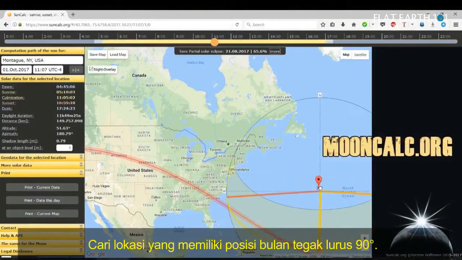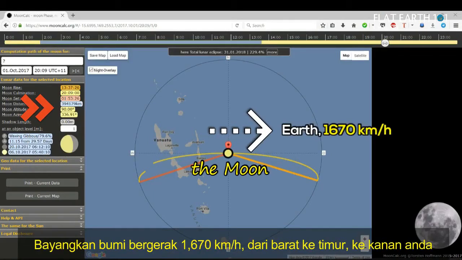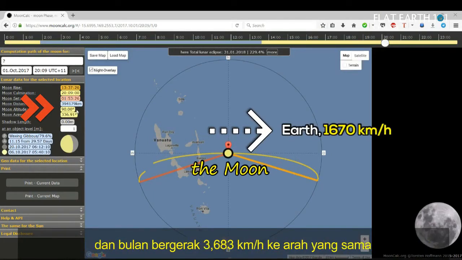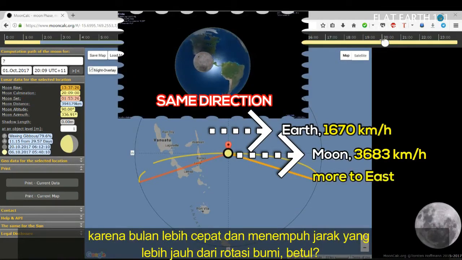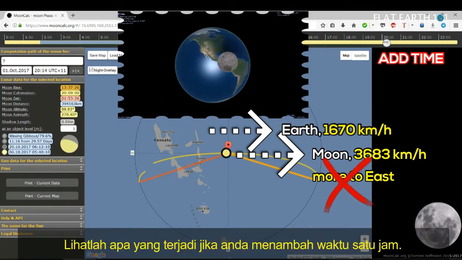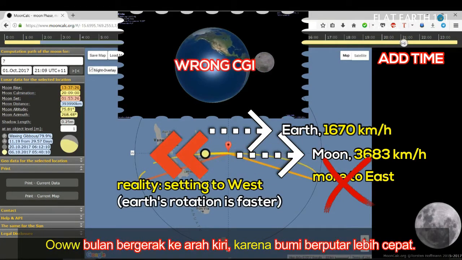Find a place that has a 90-degree elevation of the moon. Imagine the Earth is moving 1,670 km per hour, west to east, to your right, and the moon is moving 3,683 km per hour in the same direction. Within 1 hour, you would see the moon is more to your right, because it's faster and travels more distance than the Earth, right? Wrong. See what happens if you add time for 1 hour. Ooh, the moon is going to your left because the Earth is rotating faster.